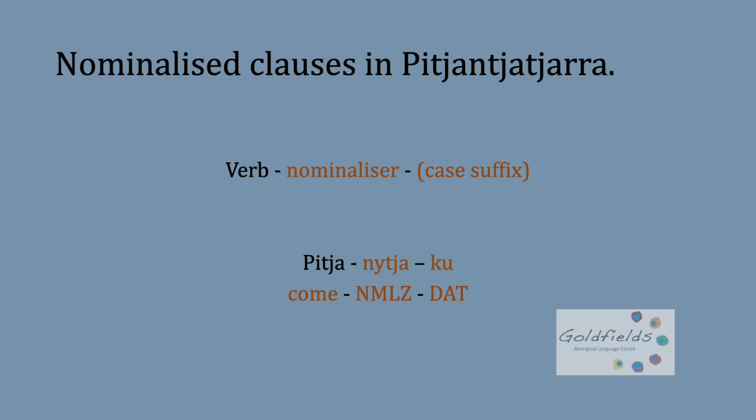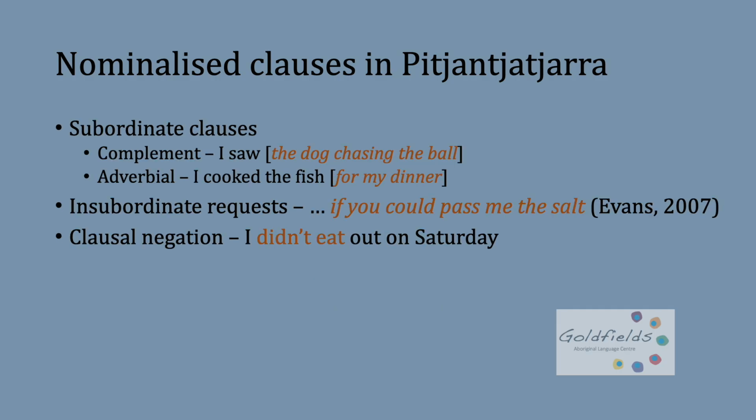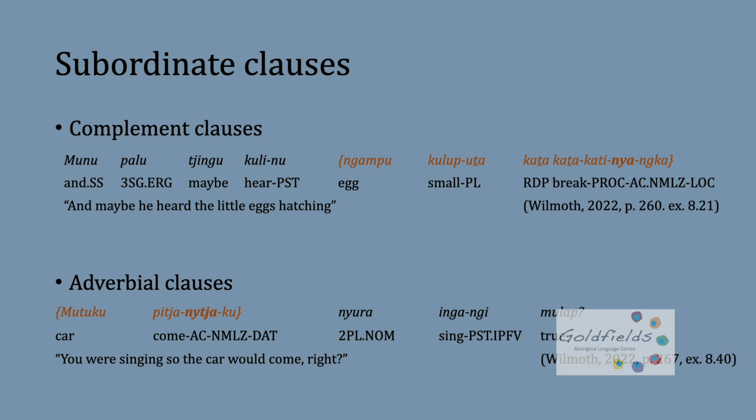They can function as subordinate complement clauses, as subordinate adverbial clauses, and by subordinate here I mean that they are embedded within a main clause. They can also function as insubordinate requests for states of affairs, and they're also used in instances of clausal negation. So let's have a look at what these look like in Pitjantjatjara.